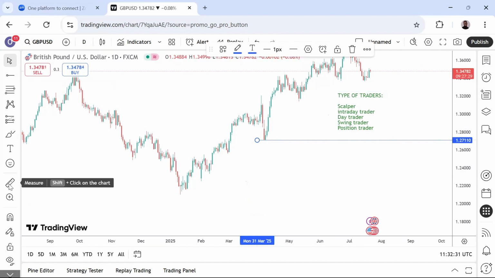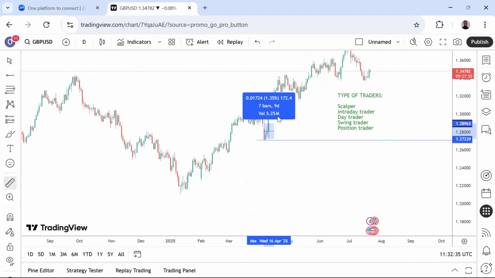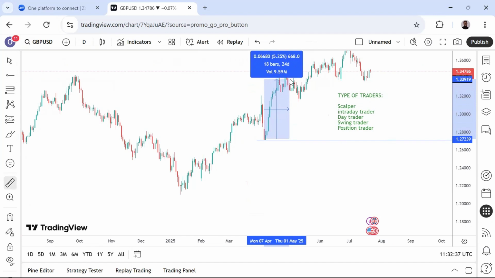Let's use this measure tool. Let me show you how long it took for the market to go this up. You can check it. It took 24 days, 18 bars, 24 days. That is how long it took to get this high. Very important. So we can talk the pips, 668 pips. So you can use this measure tool to get the number of pips. There are other things you can use to get the number of pips on TradingView, but this is just one of them.